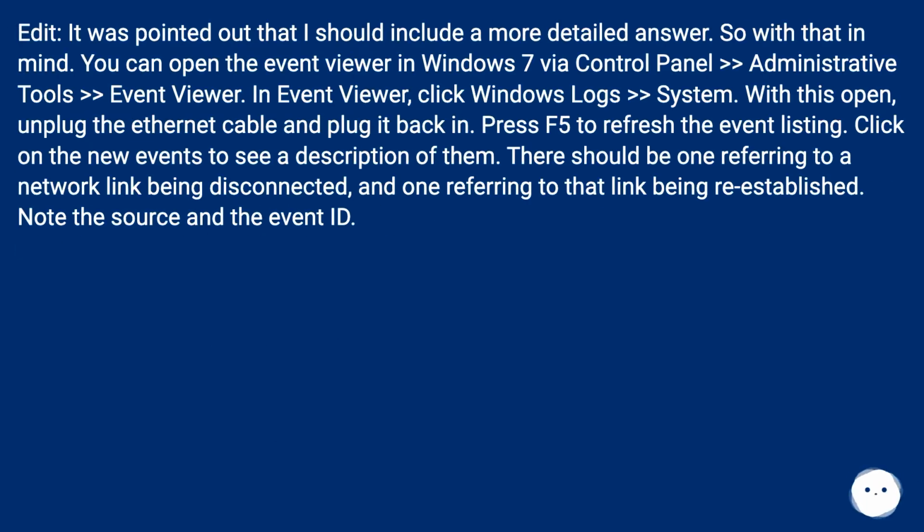Edit: It was pointed out that I should include a more detailed answer. So with that in mind, you can open the Event Viewer in Windows 7 via Control Panel, Administrative Tools, Event Viewer. In Event Viewer, click Windows Logs, System. With this open, unplug the Ethernet cable and plug it back in. Press F5 to refresh the event listing. Click on the new events to see a description of them. There should be one referring to a network link being disconnected, and one referring to that link being re-established. Note the source and the event ID.